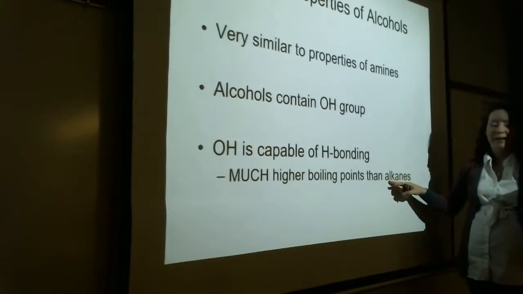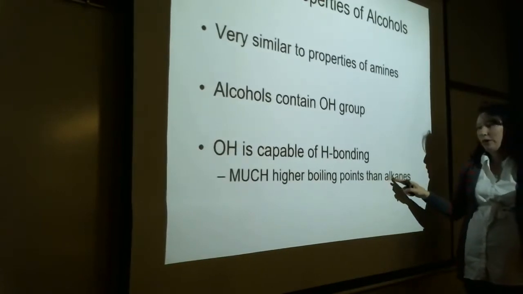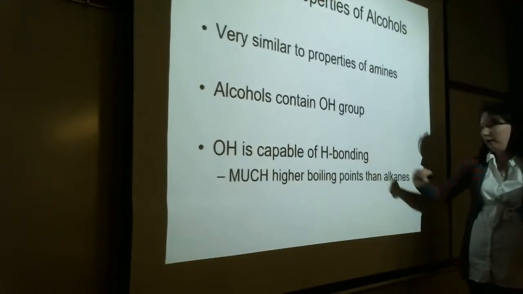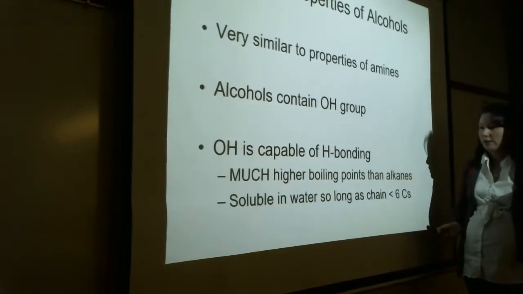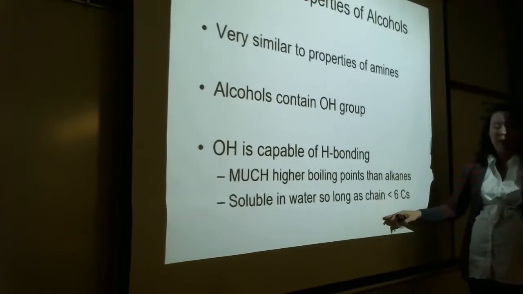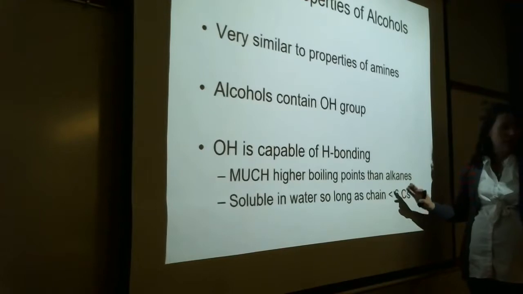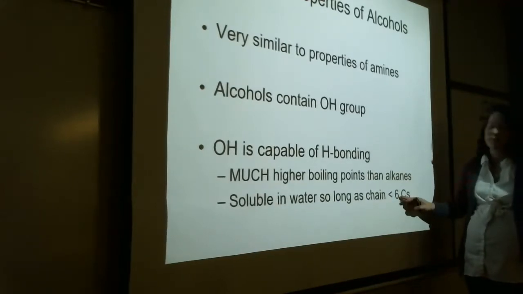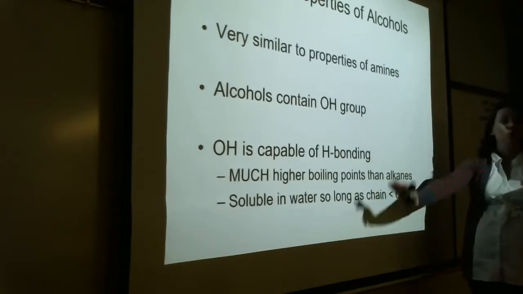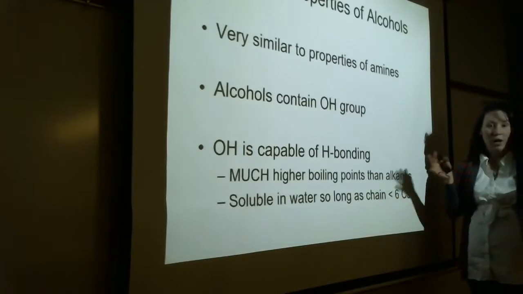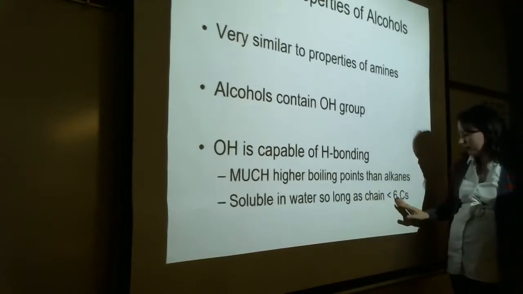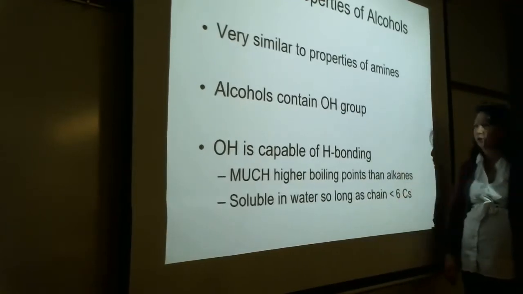So in other words, we're going to have a much, much higher boiling point for an alcohol than, say, an alkane, because this has hydrogen bonding, right? Whereas an alkane doesn't. It's just got London forces. And also, they're going to be soluble in water so long as the chain is 6 carbons or less. That's kind of the magic number, just like with amines, right? If the chain gets too long, then the effect of the nonpolar region overrides the effect of the hydrogen bonding. So that's why around 6 carbons, the solubility just kind of falls off the cliff.